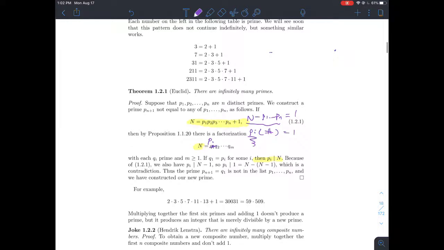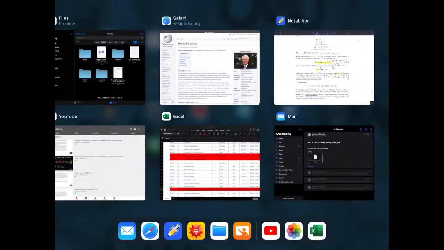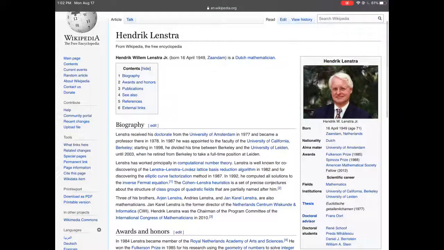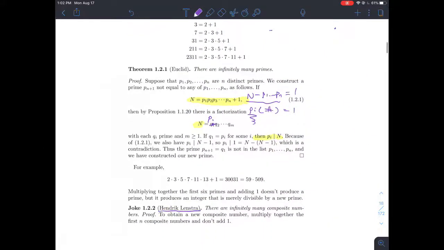And the last thing in this little section here is just a funny joke, and it's due to the Dutch mathematician Hendrik Lenstra. He's got a Wikipedia page, you could check it out if you want. He did some work in computational number theory. Well, what's his joke? That there are infinitely many composite numbers, and the proof of it is that in order to get a new composite number, all I have to do is multiply the first n composite numbers together, and then don't add 1.